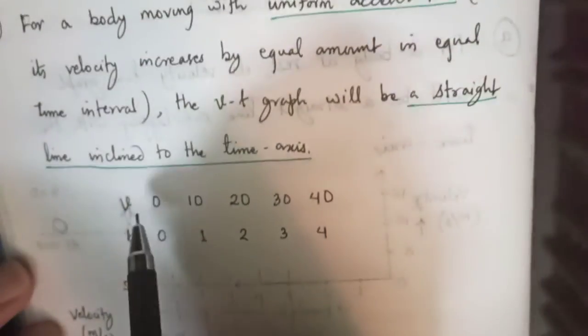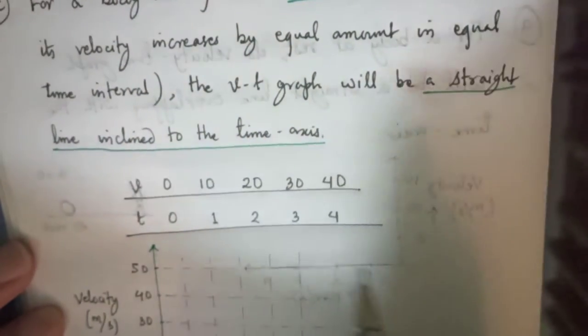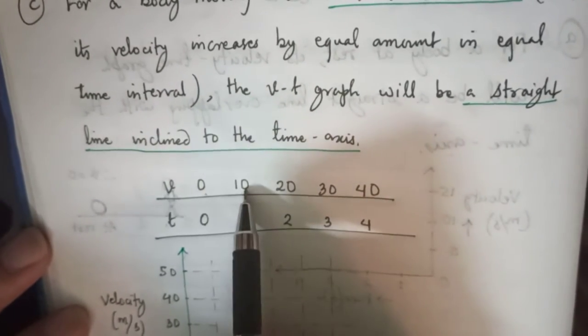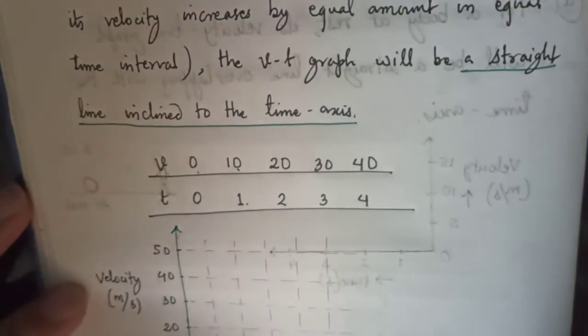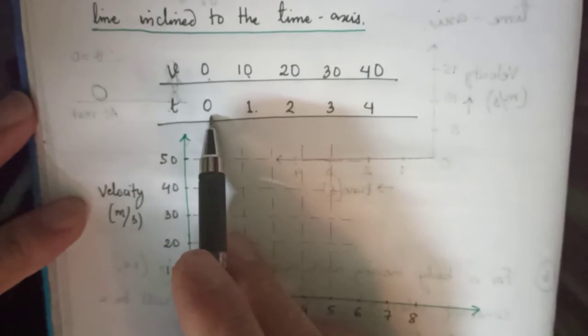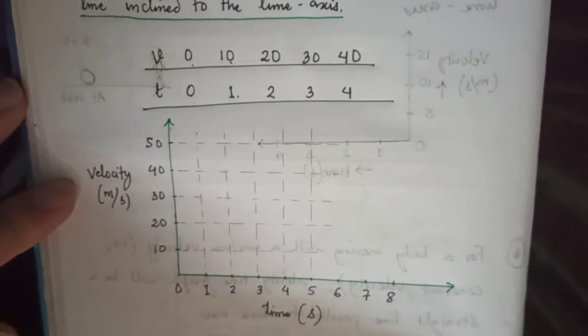We have different velocities in different time intervals. So when the time is 0, velocity is 0. When the time is 1, velocity is 10 meter per second. It goes on like this. So if we plot a graph for these points, then the graph will look like this. When the time is 0, velocity is also 0. So the first point will be here.